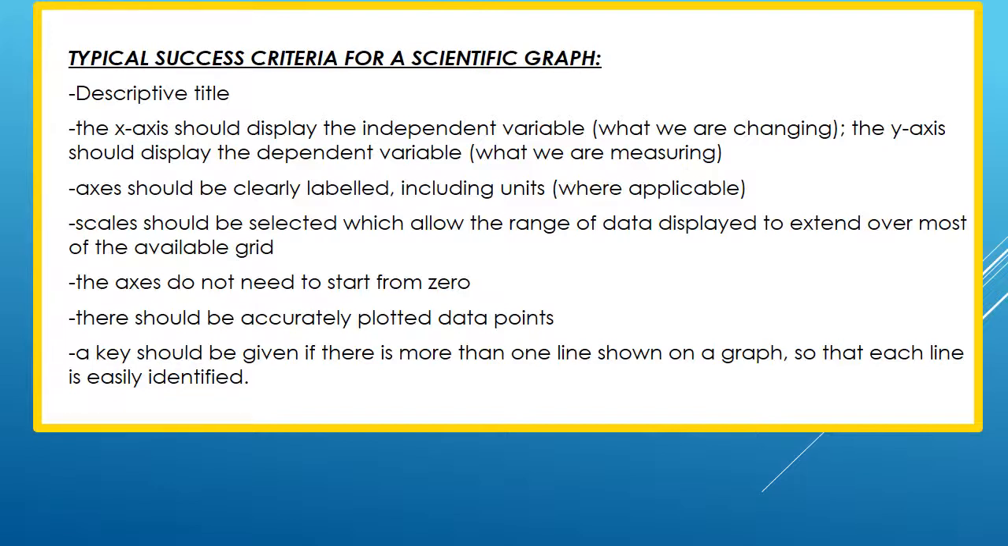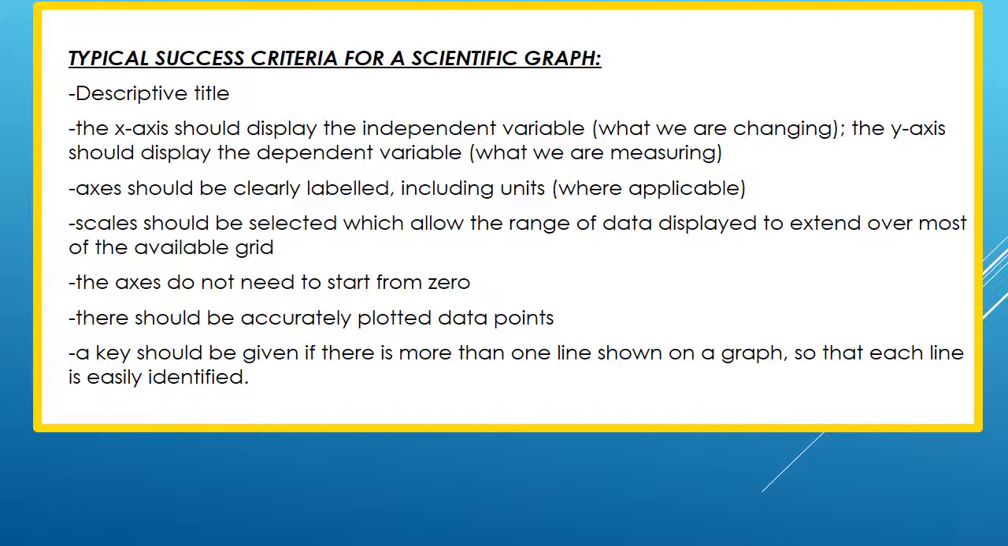Scales should be selected which allow the range of data displayed to extend over most of the available grid. The axes do not need to start from zero. There should be accurately plotted data points. And a key should be given if there is more than one line shown on a graph, so that each line is easily identified.